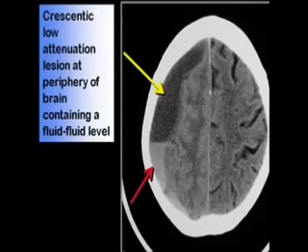In this individual, there is intracranial hemorrhage in the form of a subdural hematoma. There is a crescentic low attenuation lesion at the periphery of the brain, and it also contains, in this case, a fluid level where the heavier blood elements have settled to the dependent portion.